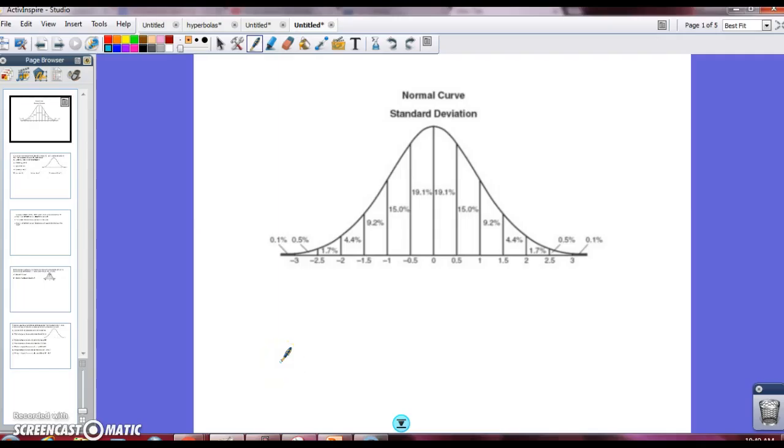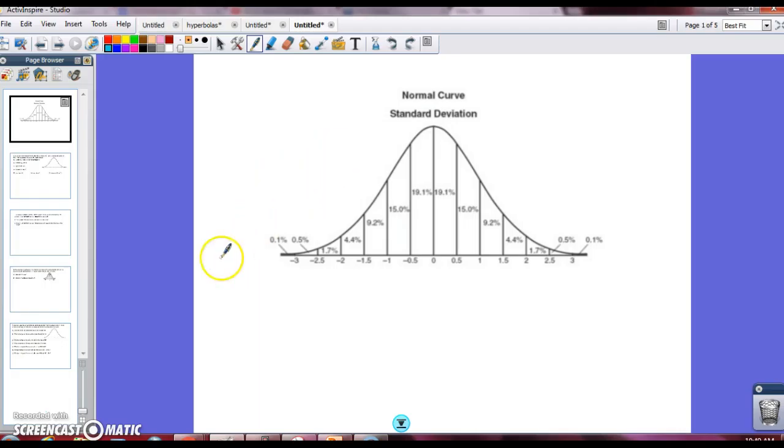Hey everybody, today we're going to continue our discussion on normal distribution. So I just want to do a quick recap of what we talked about yesterday, and then I just want to do a couple of practice problems. You have a worksheet today that's got more of these types of problems on it. I just want to make sure that we're all okay with how to do these things.